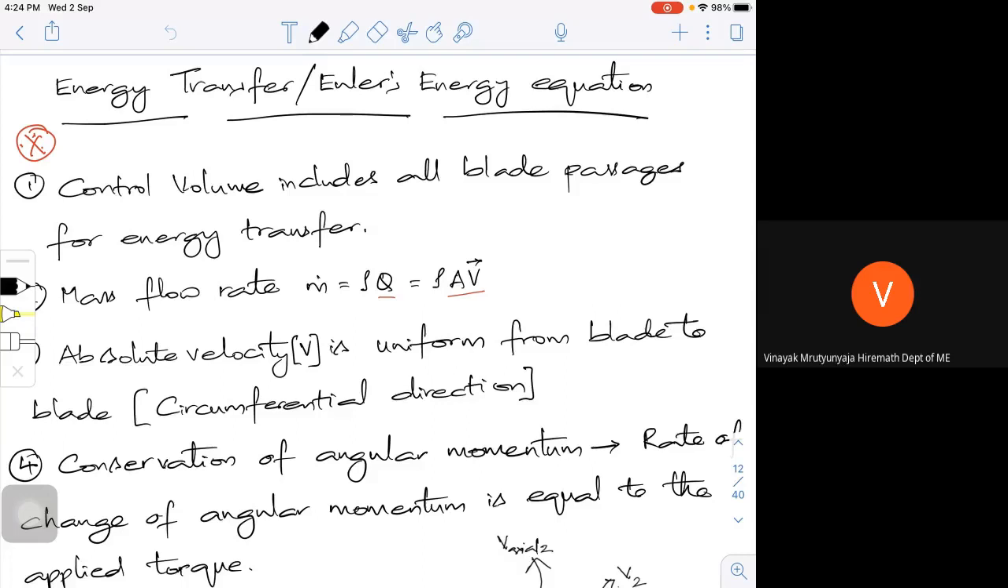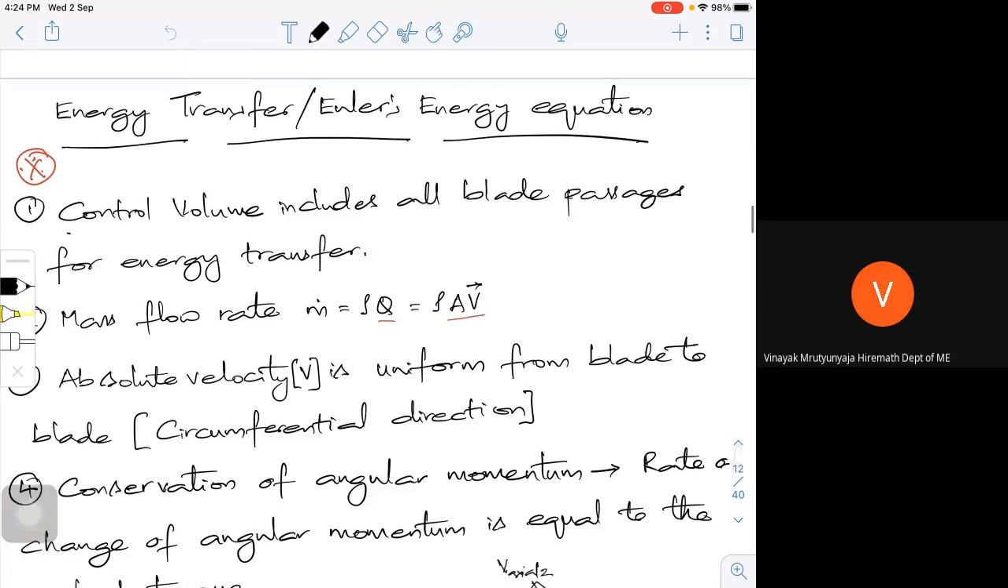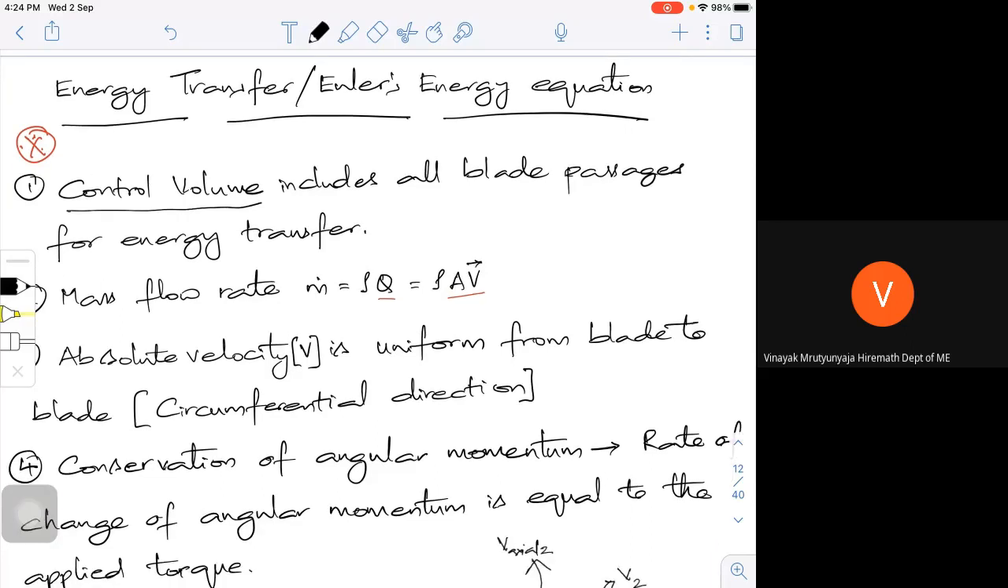When we speak of Euler's equation, we always go with what is called a control volume. That means we go with the Eulerian kind of approach between the blade passages. So if I have two blades like this, I'm going to consider the volume of the fluid flowing in between the two blades. On one side I'll have the pressure side and on the other side the suction side.